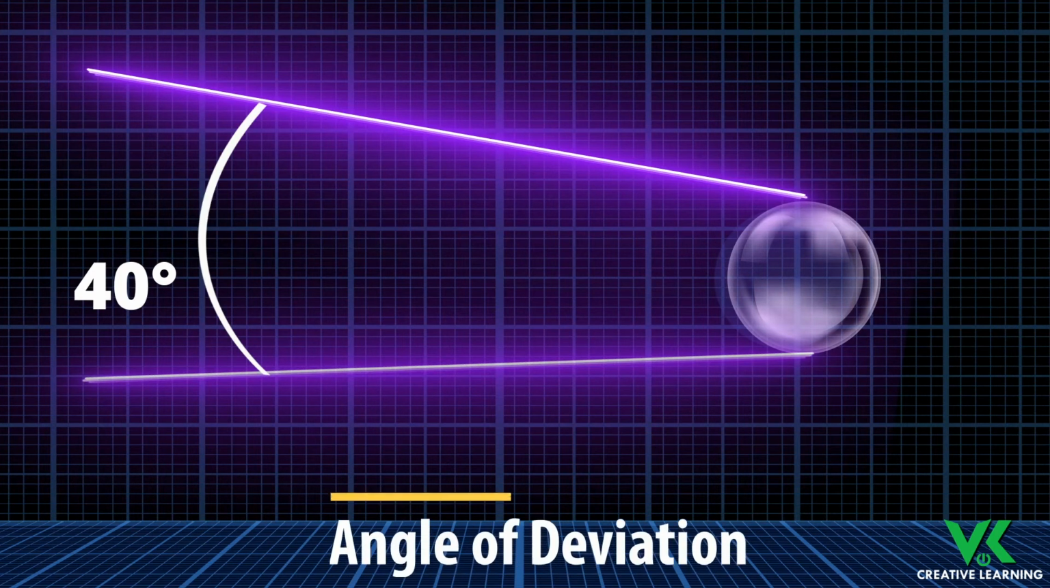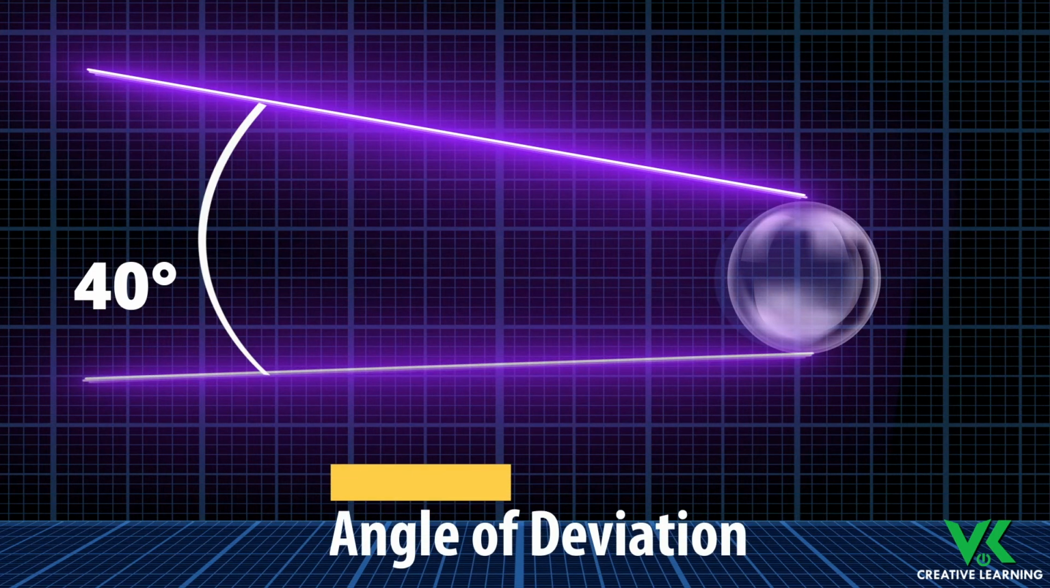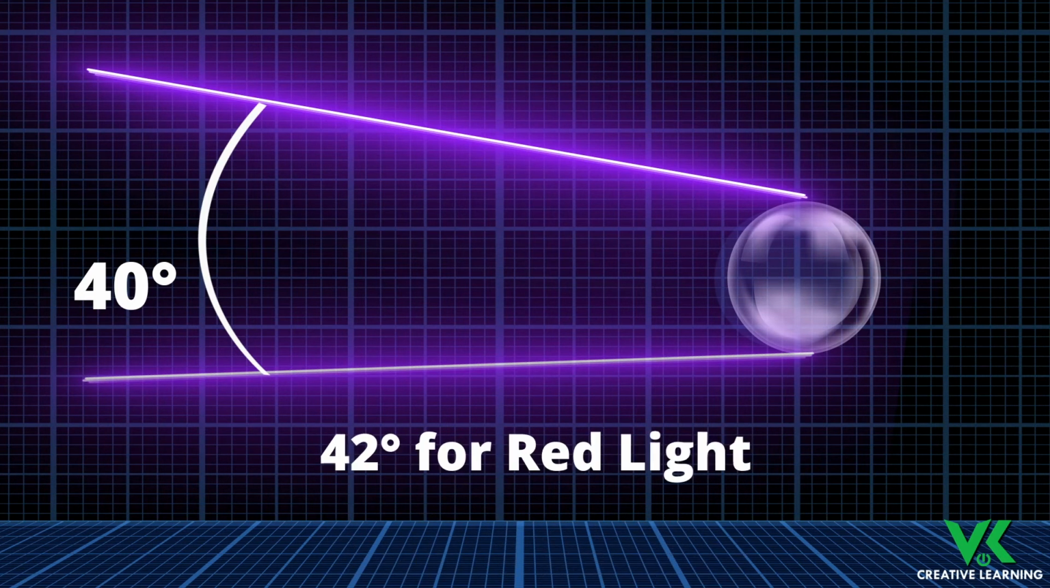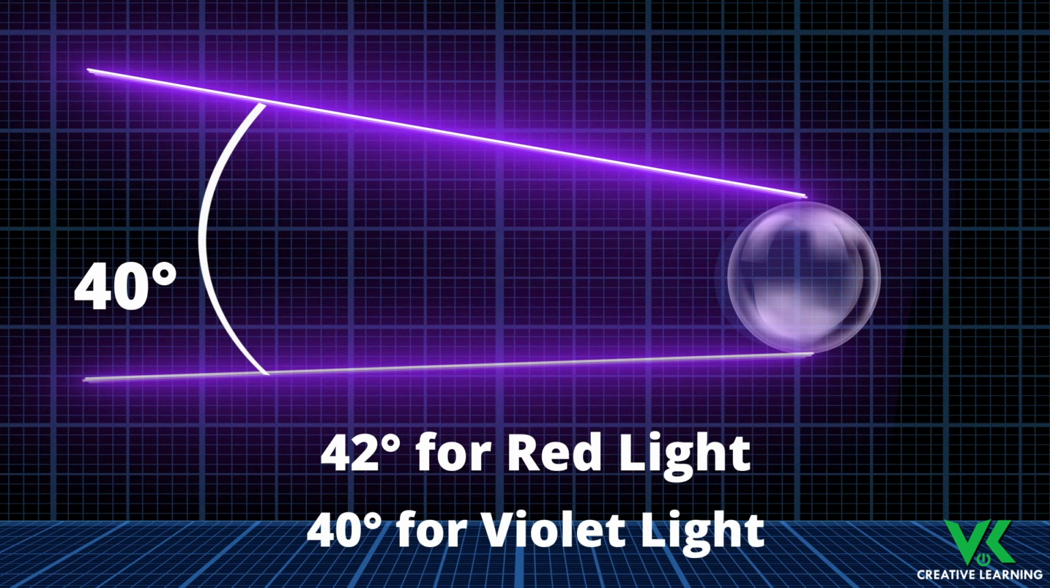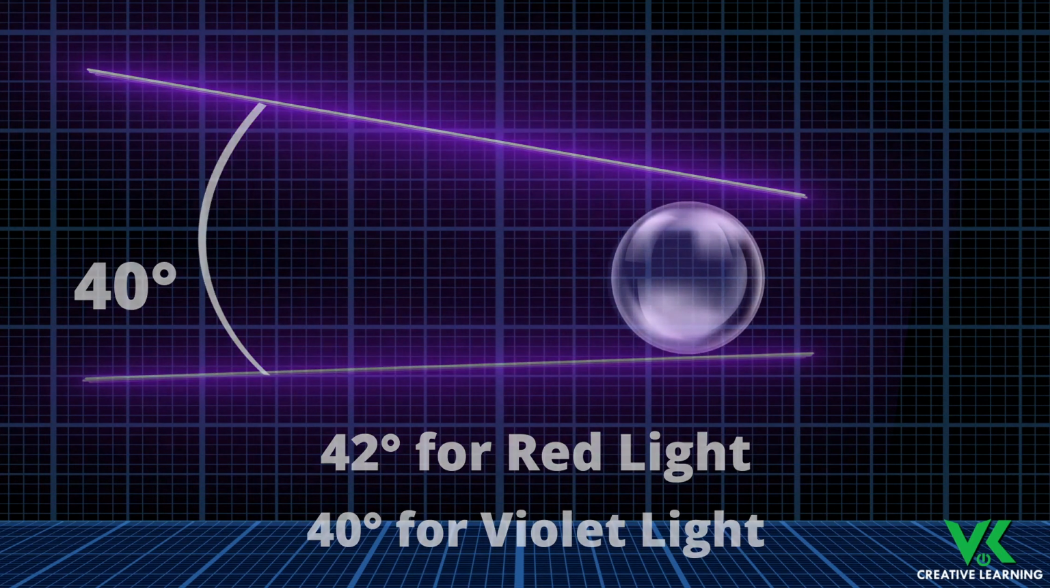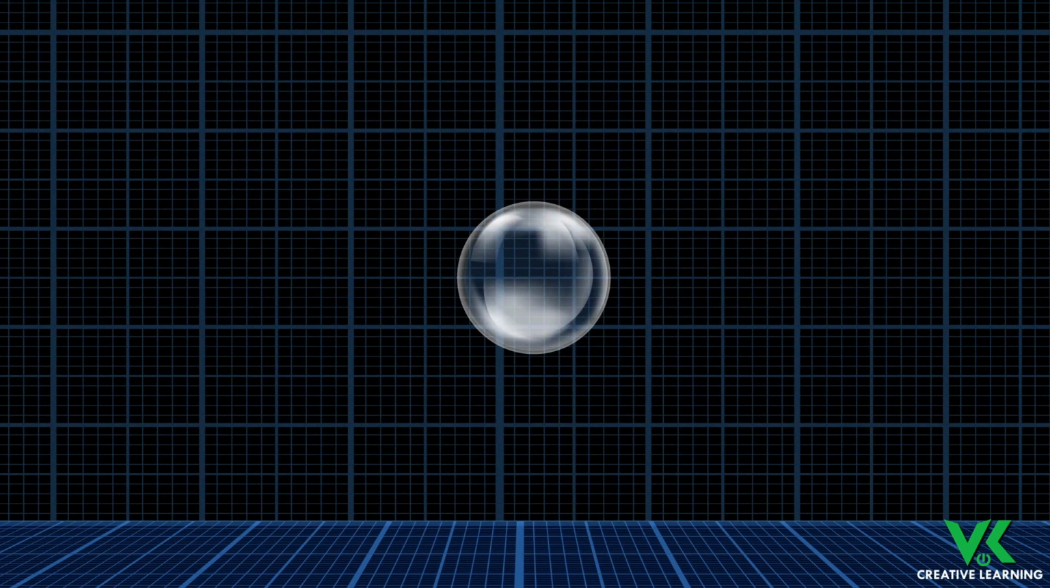The angle of deviation, you can call this angle the angle of deviation, let's call it delta. This angle is delta, and the delta for violet light, we find experimentally, is about 40 degrees. So 42 degrees for red light and 40 degrees for violet light. And it's pretty easy to understand that the delta for all the other colors, the colors between violet and red, will all be in between 42 and 40.